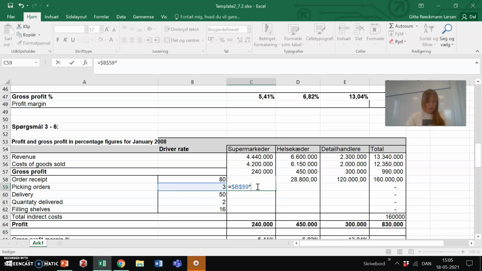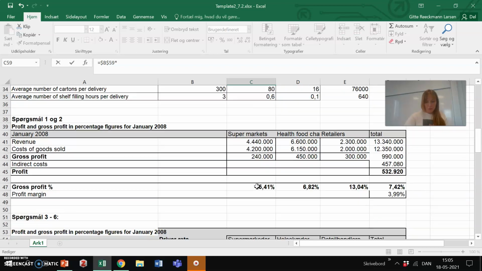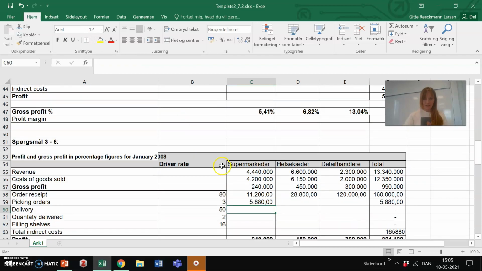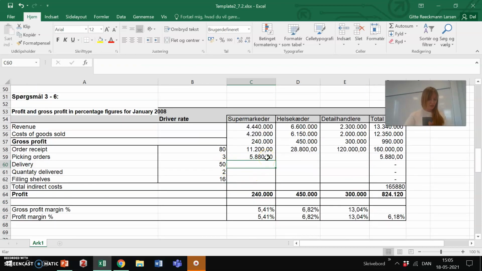So here we need to multiply with, and let's take a look at this. So of course we need to multiply with number of orders because that's what we're picking up from stock for each order. But we also need to multiply with number of lines per order. And here we have the calculations for this number.